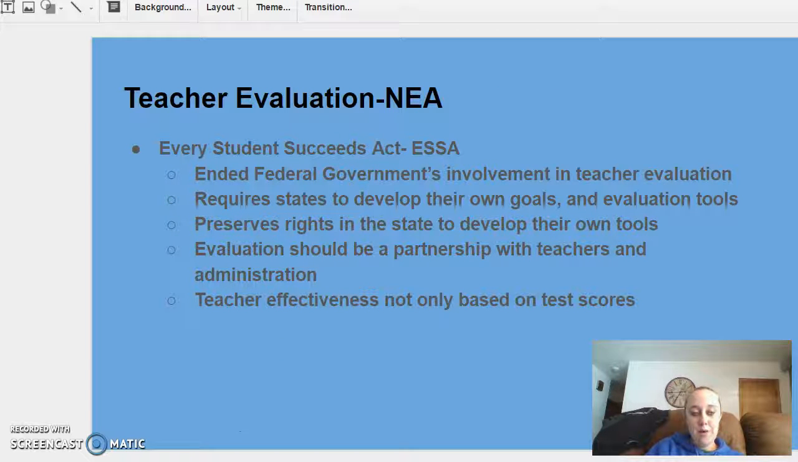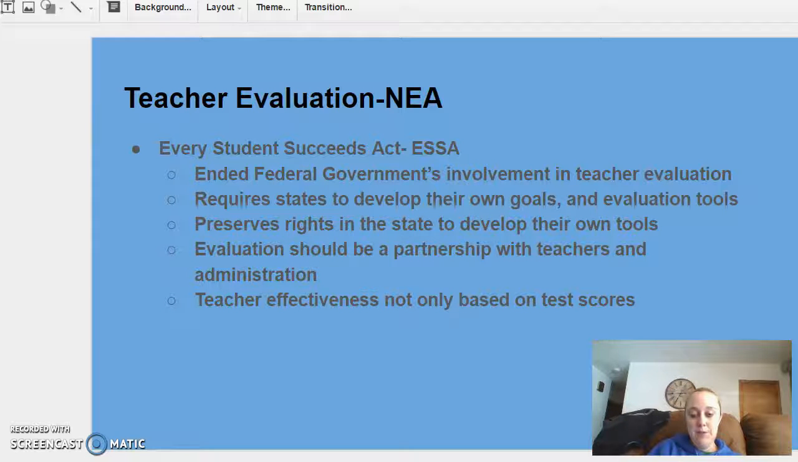The last article we read was Teacher Evaluation from the NEA, and basically it talked about the Every Student Succeeds Act, or the ESSA. The ESSA ended the federal government's involvement in teacher evaluation, so it brought more autonomy to the states in that way, and it did require each state to develop their own goals and evaluation tools. But again, even though the state has its regulations and its goals, each district can choose their own evaluation tool.